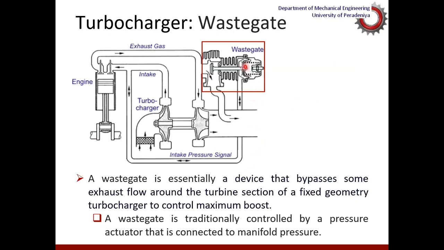And another device that we find in turbocharging is a wastegate, which is mostly a bypass valve. Traditionally, this wastegate is controlled by the pressure of the intake air, and a certain degree of bypassing of exhaust gases could take place as a result of this operation of the wastegate.